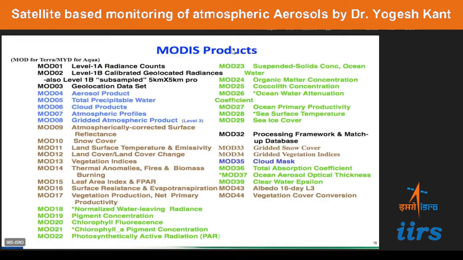So they come out with different products, depending on the standard algorithms. MODIS gives different products at different scales and at different resolutions, not only on the land and ocean, but also on the atmosphere. So the aerosol product is one such product, which has a definite algorithm, and which uses the spectral visible and infrared channels of the MODIS bands.